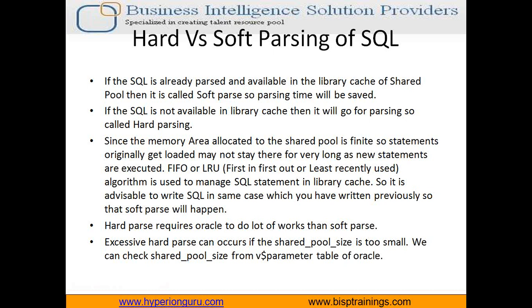So if the RAM size is suppose 1 GB, then we generally allocate like 5 MB or 20 MB of the RAM to the SGA. Within 20 MB, there is the size of the shared pool area also. Generally, within 20 MB, you can assign 5 MB to the shared pool.